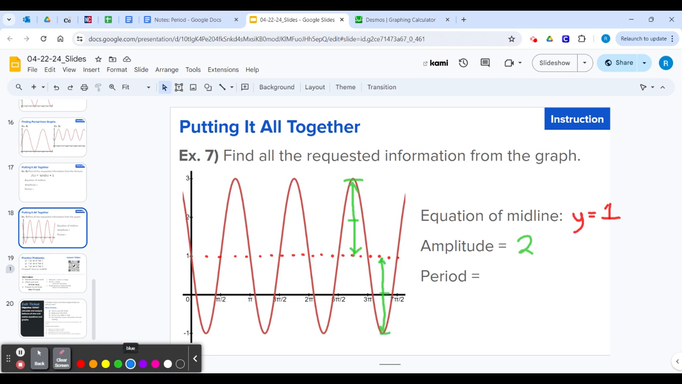And lastly, that period, I'm going to use the tracing method. If I start at 0 radians at 1, it looks like my graph goes down, comes up, reaches back to the midline. Notice how I'm not at 1 full rotation yet. I need to keep going up. Boom, there's my 1 full rotation spot. I'm going to trace that down, and it looks like pi is where I'm at. So pi, or 3.14 radians, is my period.